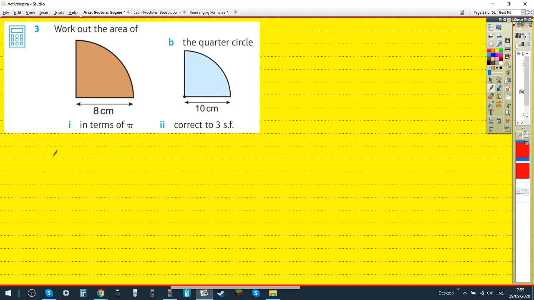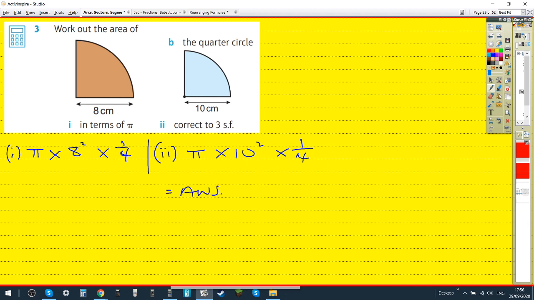It would be pi times 8 squared times half. What fraction of a circle is it? Quarter. Yeah. So it's times a quarter. And part 2? So you do pi times 10 squared times a quarter. Yeah, that's it. And so you just put that into your calculator and you'd get the answer.